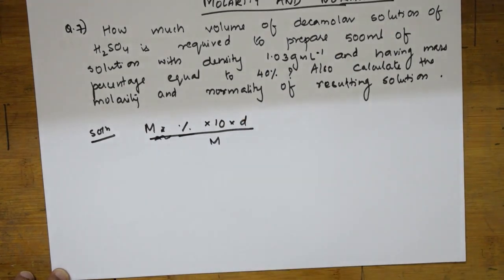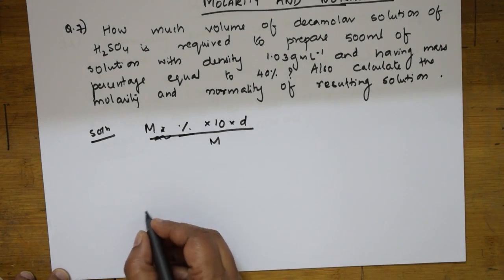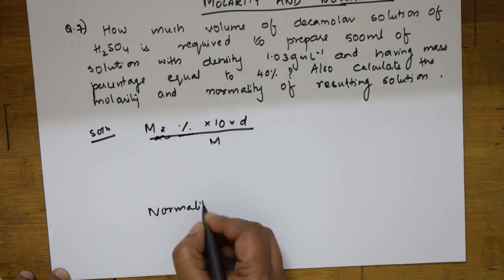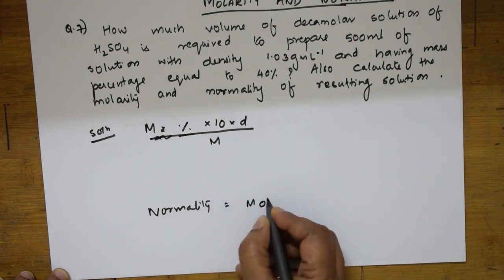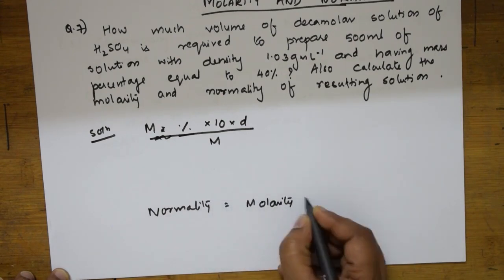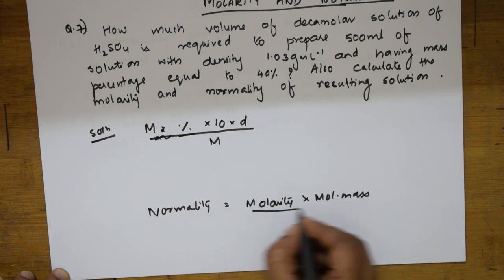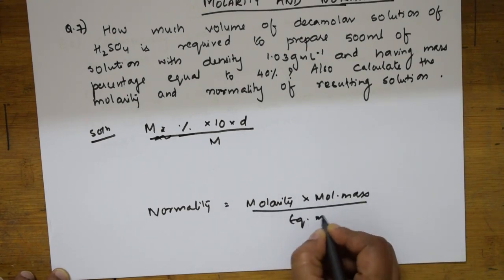molar mass of the given sulfuric acid. So the second one, when I have to speak about the normality formula, is molarity into molecular mass divided by equivalent mass. This is one more formula.